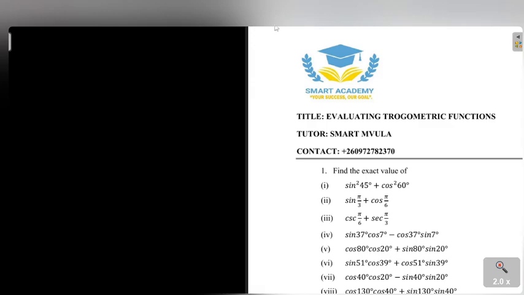You need to be familiar with the following things. Number one, you need to know what special angles we use. The common special angles are 30 degrees, 45 degrees, 60 degrees, 90 degrees, and also 180 degrees, 270 degrees, and 360 degrees. We just focus on these positive special angles. We also have 720 as a special angle, but for our level we just look at these. They are the ones that you need to know.